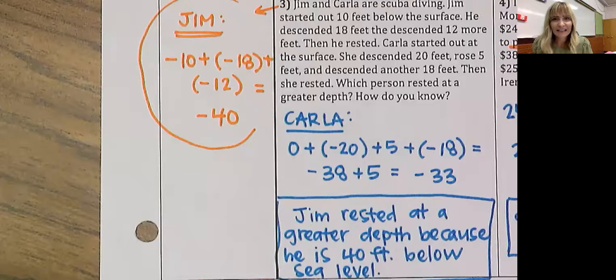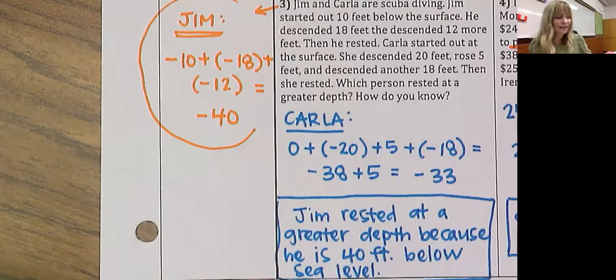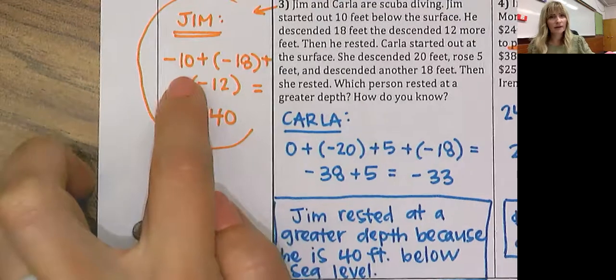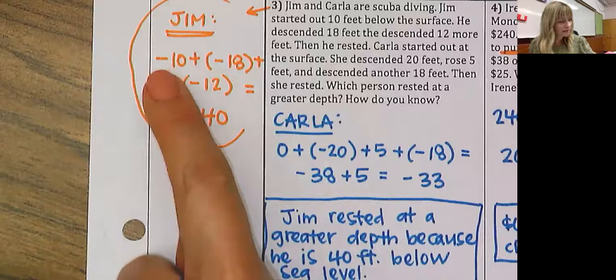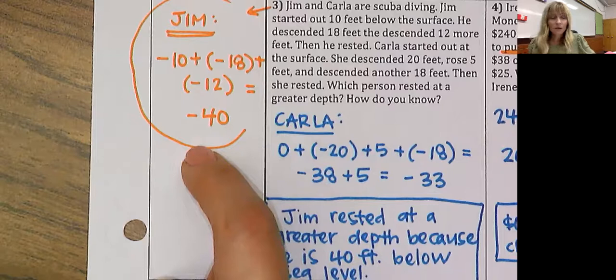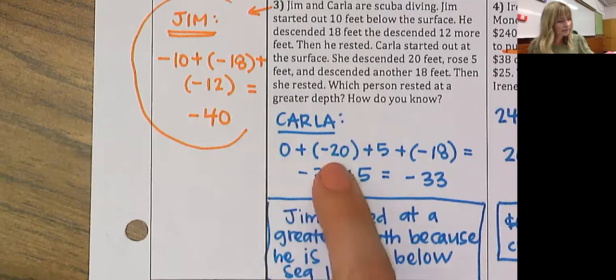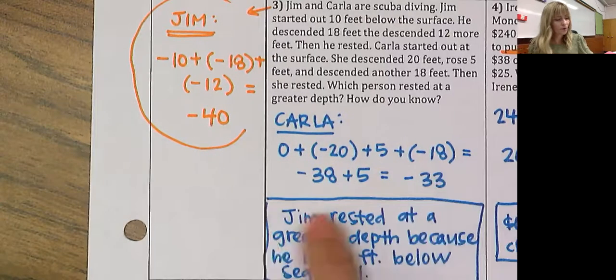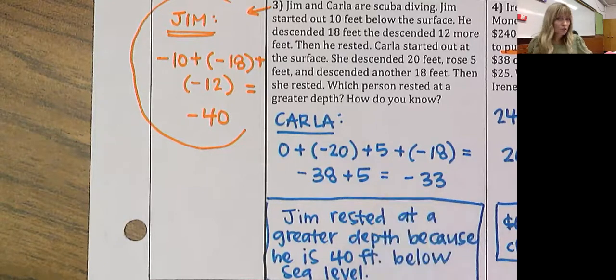All right, let's see how you did. So just for space, this one was talking about 2 different people, Jim and Carla, so I needed 2 different addition statements. So I wrote Jim's over here just because I have room. You always have this column to add whatever notes you need to. So Jim descended, descended, descended. So his were all negative, so same signs add, keep the common sign. Carla started at sea level, or at the surface. Descended, came up, descended, so her final resting place was still below the surface, but Jim rested at a greater depth because he's 40 feet below sea level.